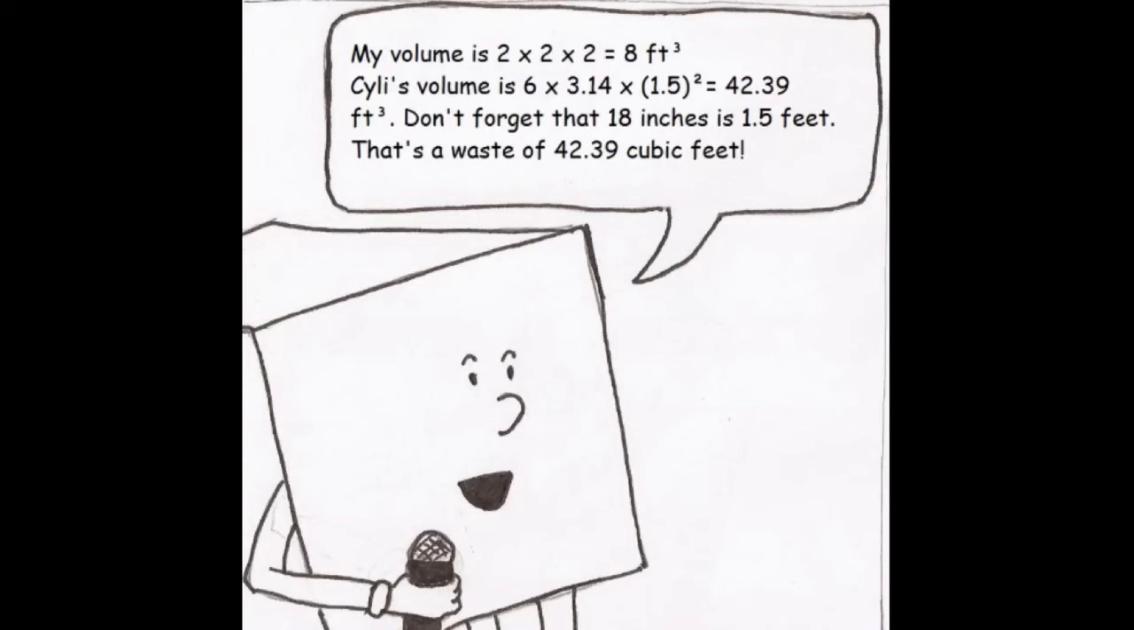Correct answer, of course, is the volume of the cylinder of the prism is 2 times 2 times 2, which is 8 feet cubed. And Silly's volume is 6 times 3.14 times 1.5 squared. Now, 1.5 comes from the 18 inches. To convert 18 inches into feet, there are 12 inches in 1 foot. So, 18 divided by 12 would give you 1.5 feet.